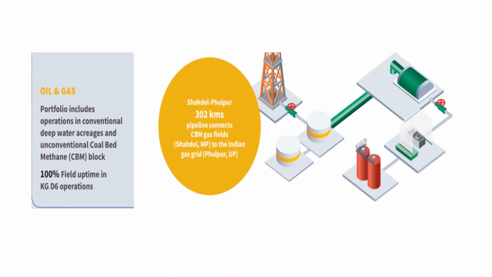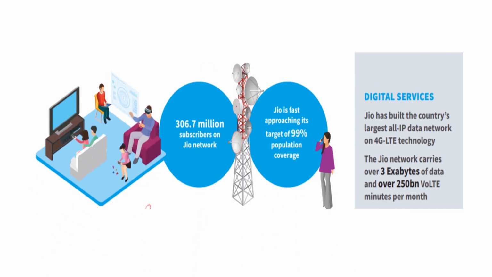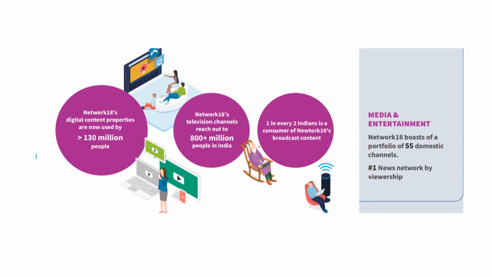Oil and gas: portfolio includes operations in conventional deepwater acreage and unconventional coal bed methane block, 100% field uptime in KGD6 operations. Retail: 10,405 stores covering 22 million square feet area. Reliance Retail operates the most extensive store network in the country. Digital services: Jio has built the country's largest all-IP data network on 4G LTE technology. Media and entertainment: Network 18 has a portfolio of 55 domestic channels, number 1 news network by viewership.